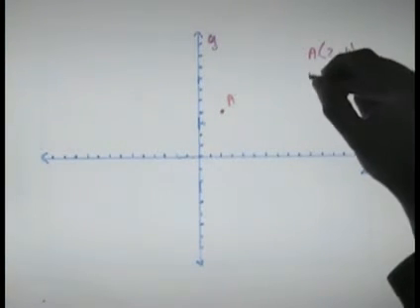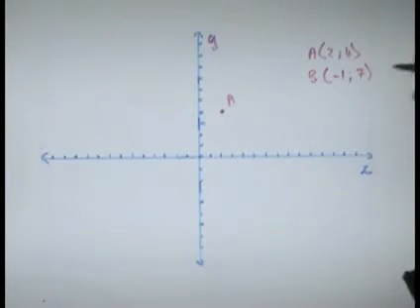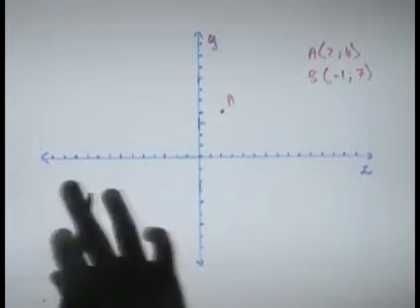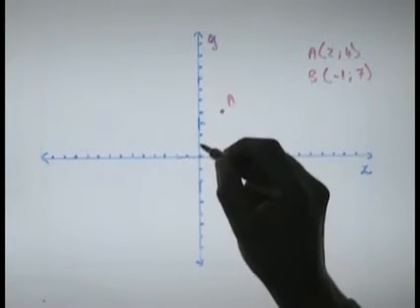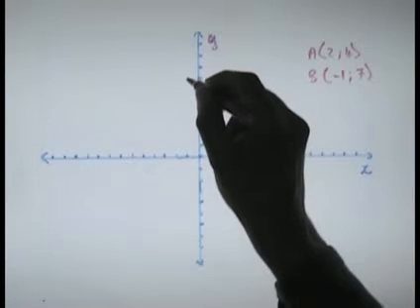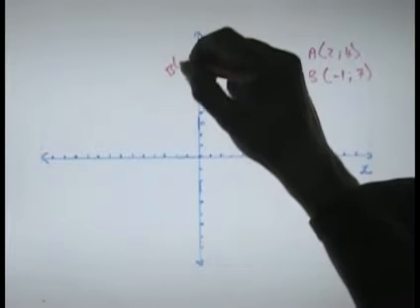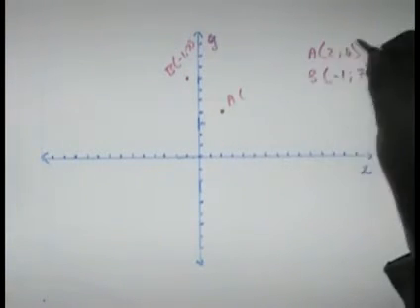The next set of coordinates B are the coordinates x is negative 1, y is 7. X is equal to negative 1. Remember, this is my x-axis, so negative 1. And y is equal to positive 7. 1, 2, 3, 4, 5, 6, 7. And negative 1 is going to be over there. And that's point B. In fact, let's just write it in.